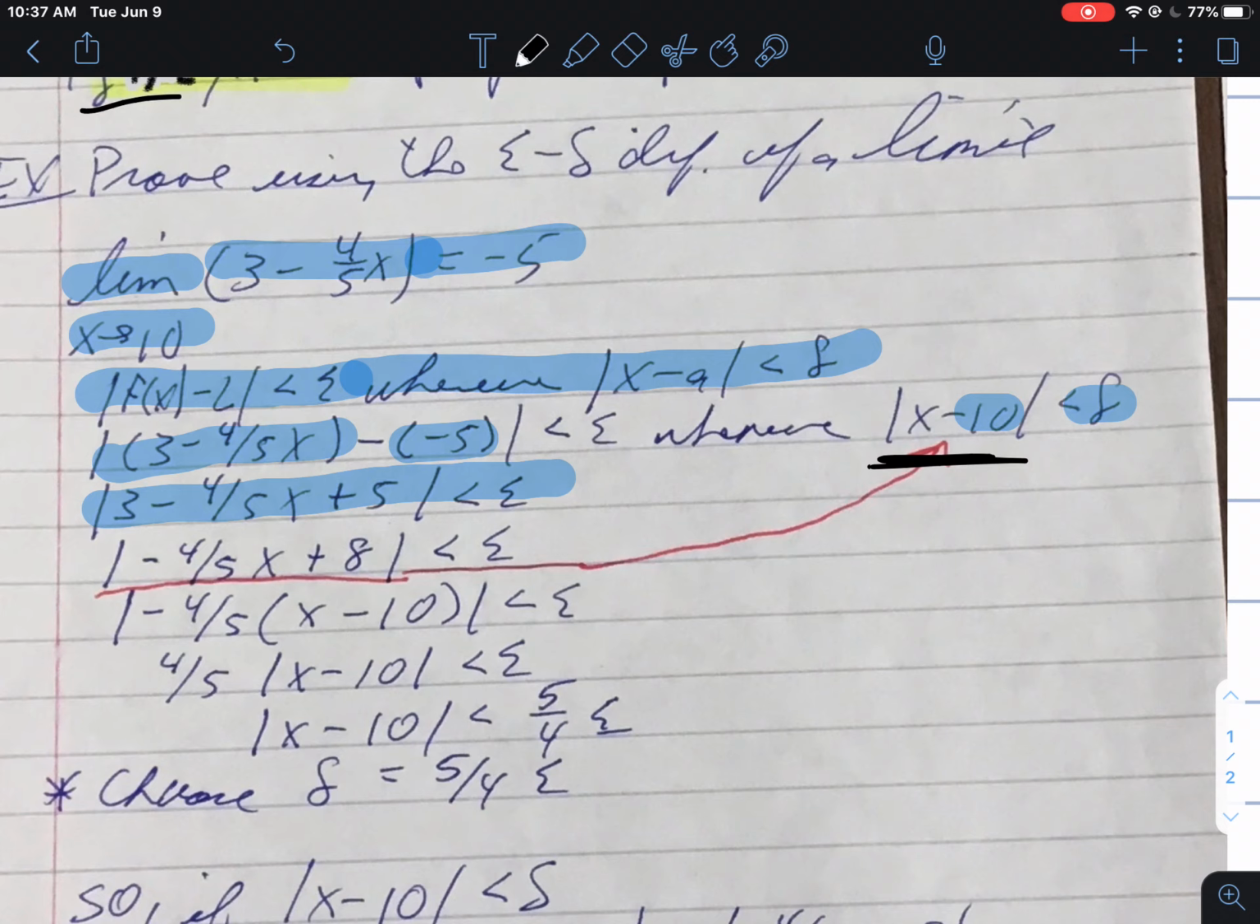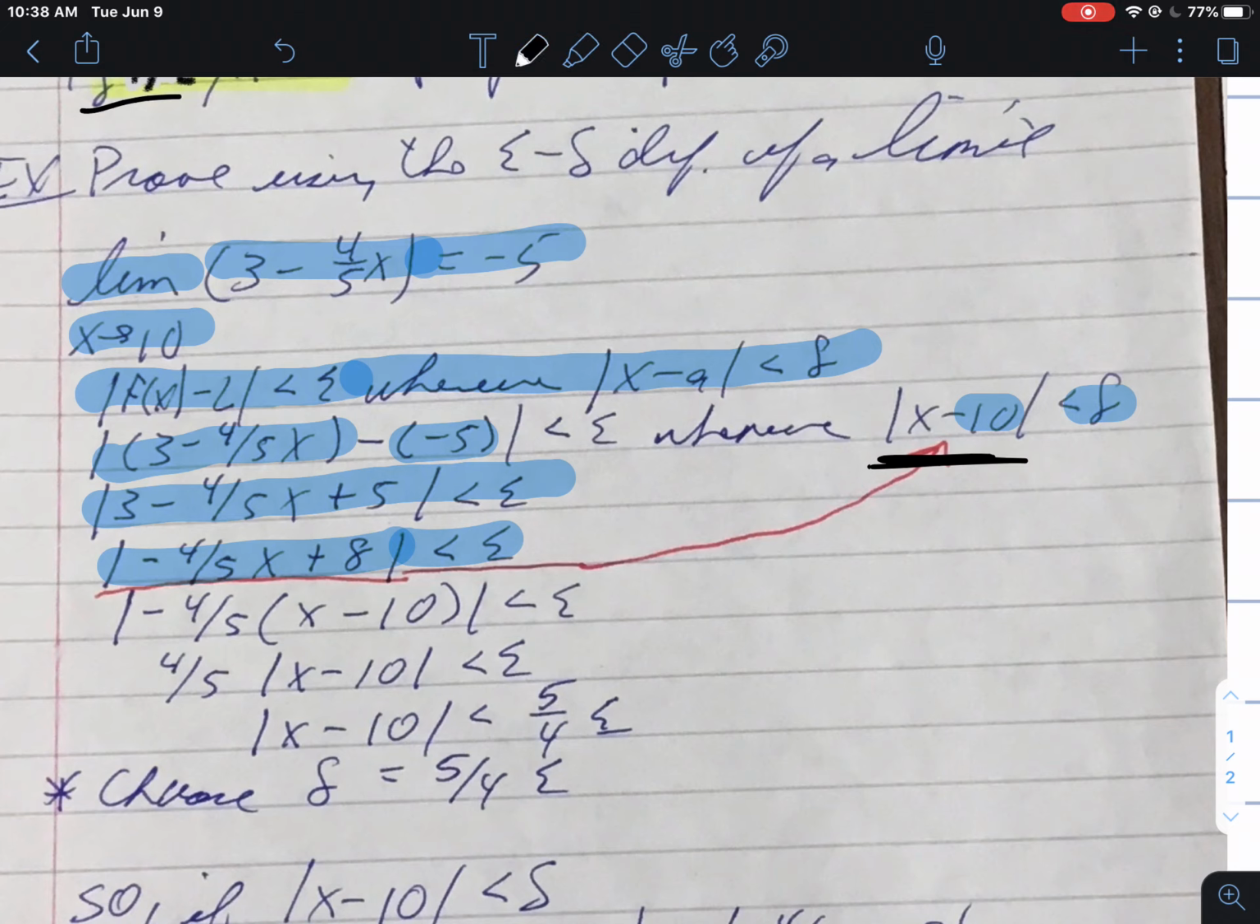I eventually on this left side need some version of x minus 10. Okay? So it's all about simplification at this point. Take the f of x minus L and just simplify it as far as you can. And I've got the absolute value of -4/5 x plus 8 is less than epsilon. Okay? And then we say we need to turn that into x minus 10.